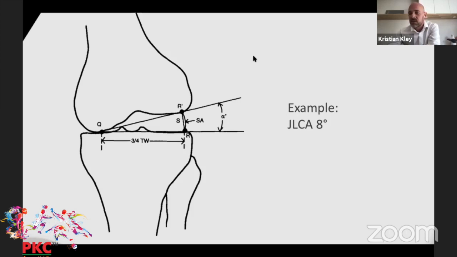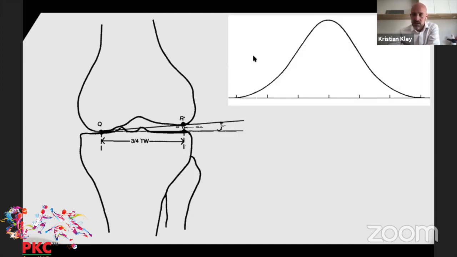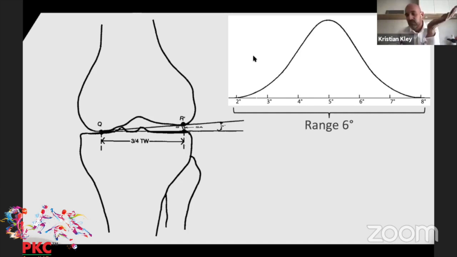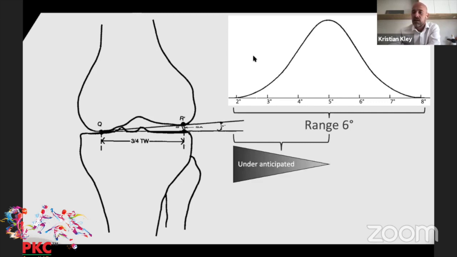So in order to take this into consideration, why not form a bell curve, which gives you the whole variance that you might have from 2 degrees, which is normal, up to 8 degrees. And the whole range of reaction, therefore, is 6 degrees. So now, will it react 6 degrees and correct itself? Possible. Will it not react at all and remain where it is? Well, possible.